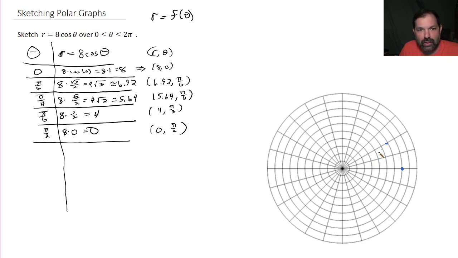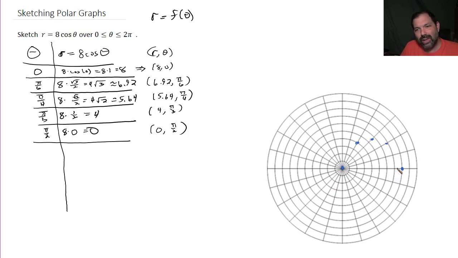And then I've got 5.64, pi over 4. 5.64 is about here. And then 4, pi over 3. Here's the pi over 3 axis, and 4. And then 0, pi over 2. So remember now, if r equals 0, that means it's through the pole. It's pointing at the pole.